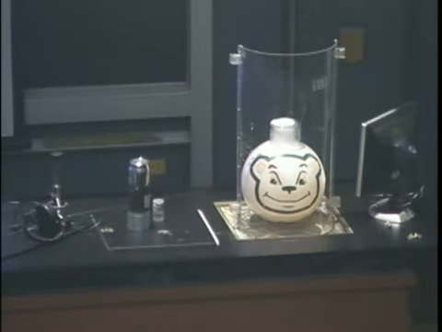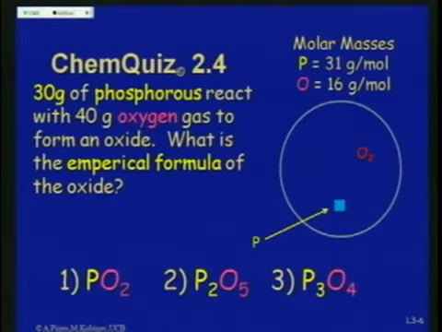So let me ask you a question. We have 30 grams of phosphorus and we reacted with 40 grams of oxygen. You see oxygen was a liquid first and then it became a gas to form a phosphorus oxide. What is the empirical formula of the oxide? What's the lowest whole number ratio? So phosphorus is 30 grams per mole, it's the molar mass. Oxygen is 16 grams per mole molar mass. So you can say this is about 30 and this is exactly 16. So now tell me, what is the empirical formula? Is it A, PO2, B, P2O5, or C, P3O4?